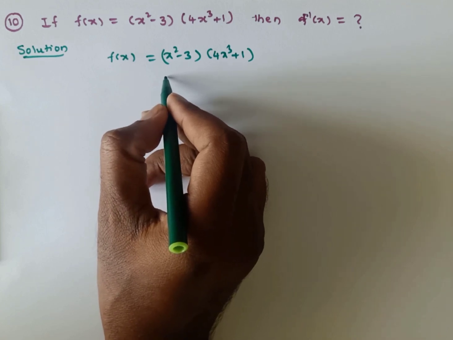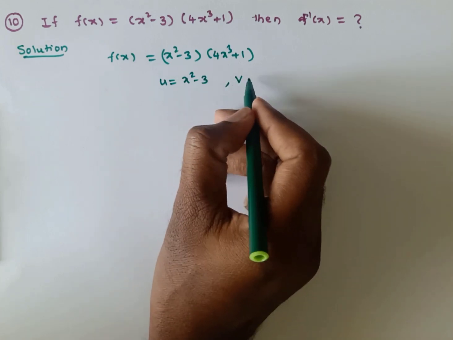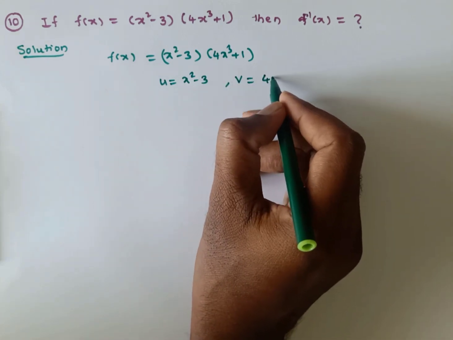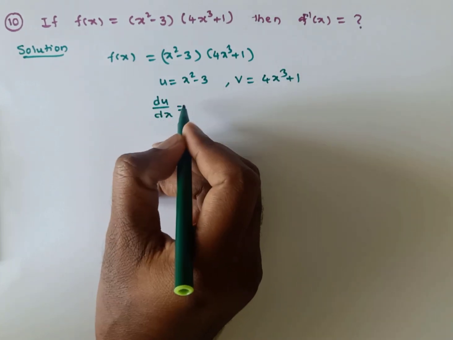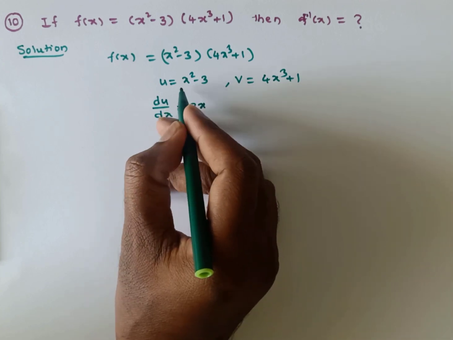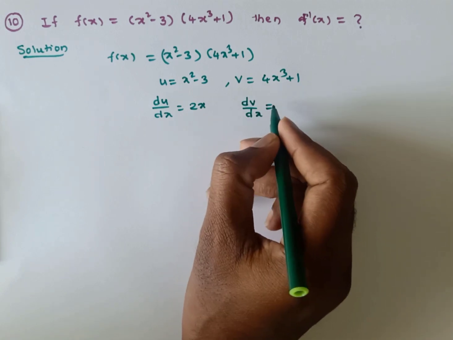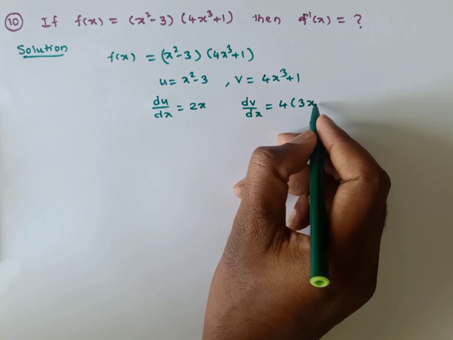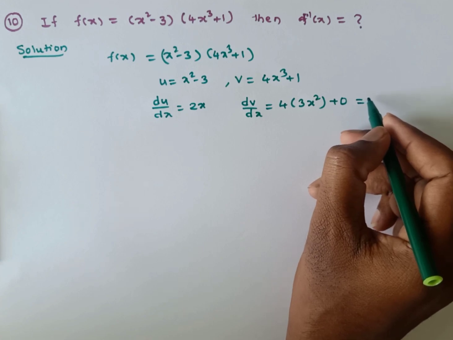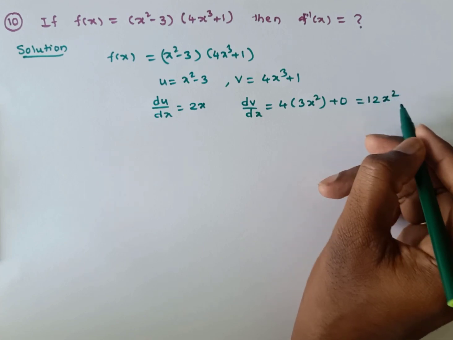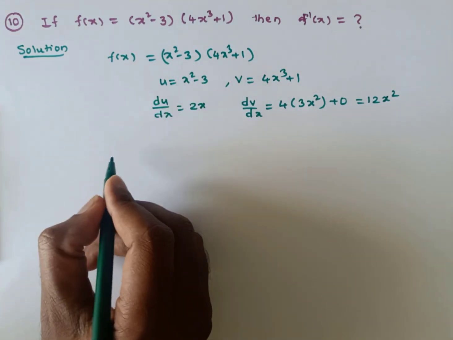First you write u equals x square minus 3 and v equals 4x cube plus 1. Now the derivative of u, du by dx, is: x square derivative is 2x, and the constant is 0. Next dv by dx is 4 into 3x square plus 0. So finally the derivative of v is 12x square. So we have the derivative of u and the derivative of v. So for this, apply the derivative.